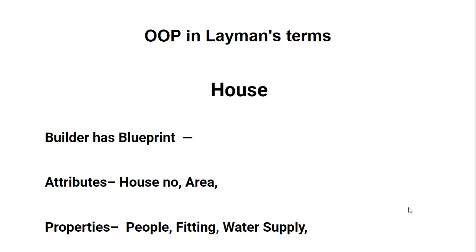So what are the attributes in this case? House number and house area. What is the length and breadth of that particular house? What are the properties of that house? People, fitting, water supply, and a lot of other things as well. So in this case, what exactly is the class? The blueprint. The blueprint is common for all. Houses can be different by their properties and attributes. That is why the blueprint is our class and the house is our object.